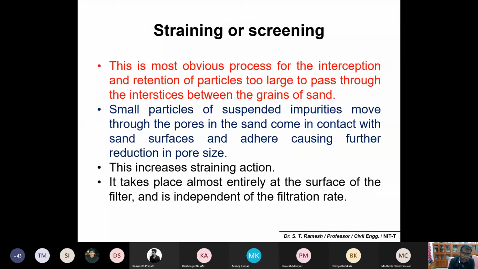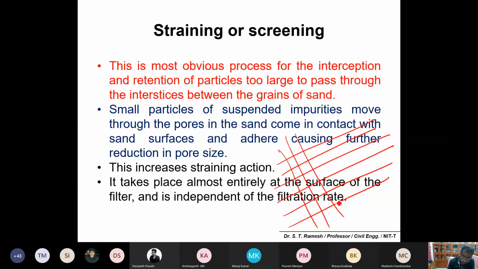Okay, we'll see the first one. Straining is very simple. The top layer of the sand will act as a micro strainer. If the particles are too tiny, they will escape, and if the particles are bigger, they will be retained on the surface itself. Is it okay? Thereby you can say the top layer of the filter will act as a micro strainer. Is it okay?